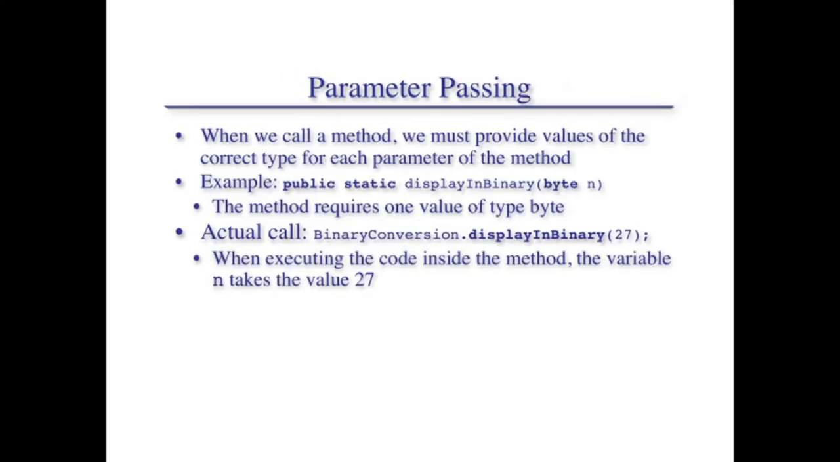Now, what is parameter passing? When we call a method, we must provide values of the correct type. We already discussed what parameters are and what the types of parameters are. So if it is expecting a particular data type of a parameter, we cannot provide something else in the majority of cases. As we discussed earlier, a string cannot be passed, but an integer can be passed. We will discuss data type conversion in the next chapter, I think.